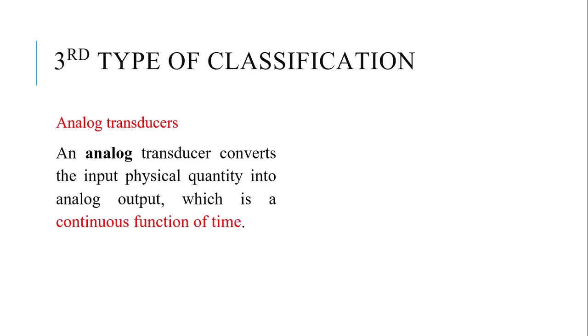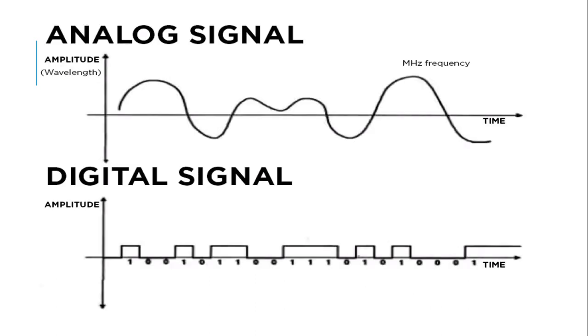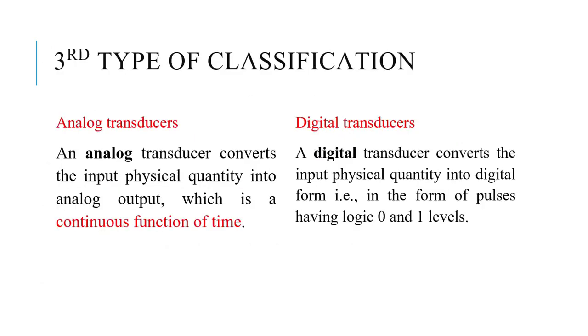Then the third type of classification is analog and digital transducers. What are analog? Analog transducers convert a physical quantity into an analog signal. So what is analog and digital? This is analog and digital signals. Analog is a continuous output. But in digital, there's a step output, 0, 1, 0, 1, 0, 1. So whenever a transducer gives you output in an analog signal, that will be an analog transducer. If the output is in 0, 1 levels, that is called your digital transducer.